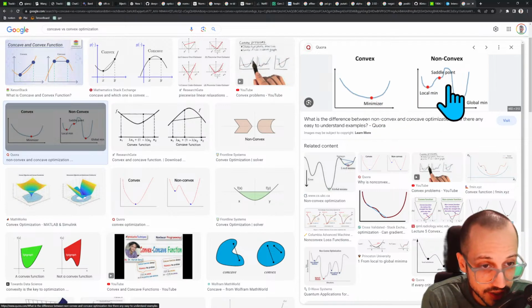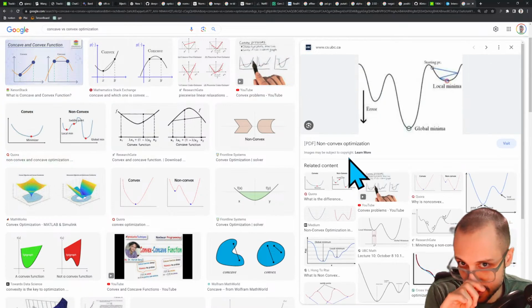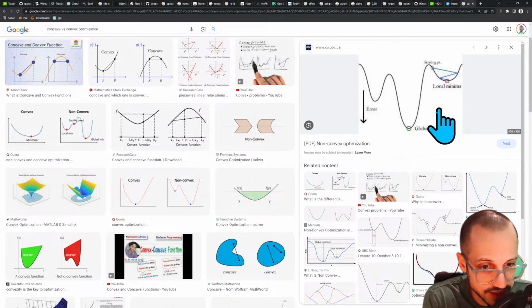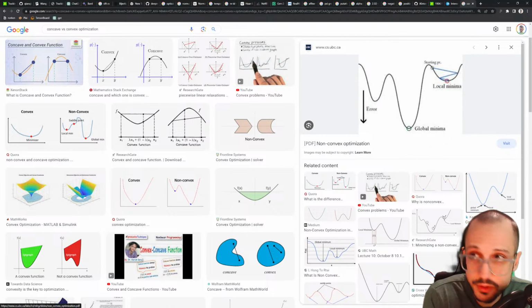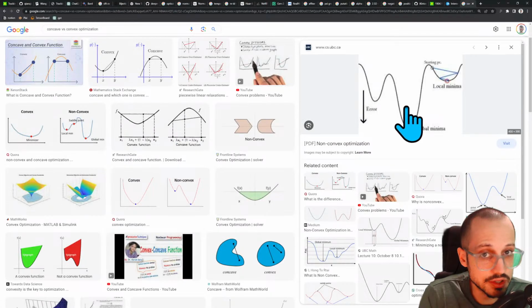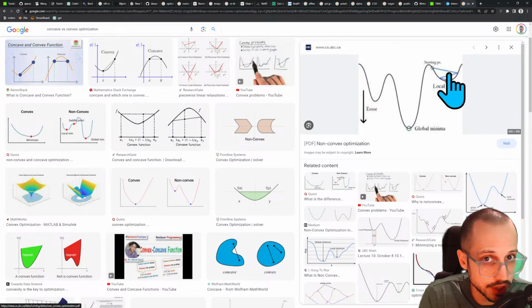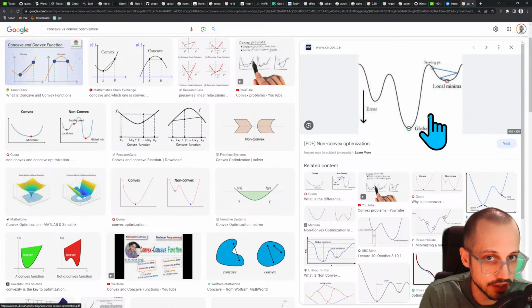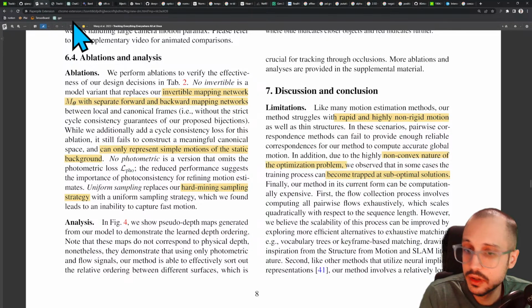Versus a non-convex optimization problem, you have a lot of these bumps, it's not nicely shaped, right? So you're going to end up in these little local minima if you just follow gradient descent. So that's what they're talking about here. Because of the highly non-convex nature of this optimization problem, the training process can become trapped at suboptimal solutions. Here's the trapped in a suboptimal solution, also called a local minima. You get stuck here. You never actually get to the global.